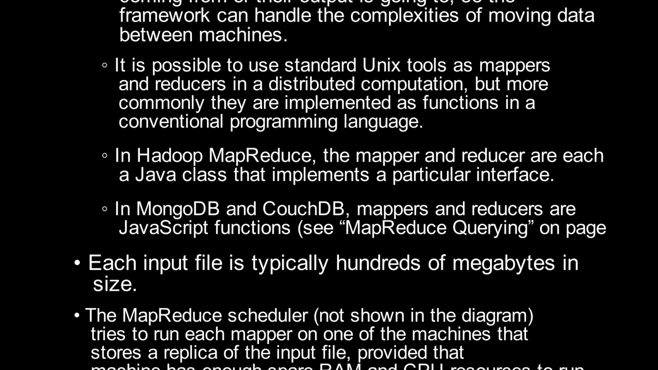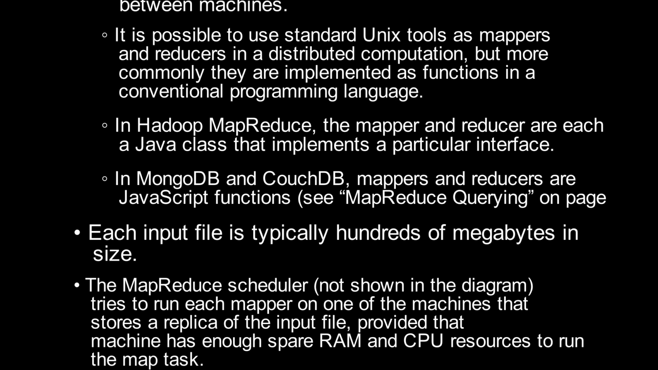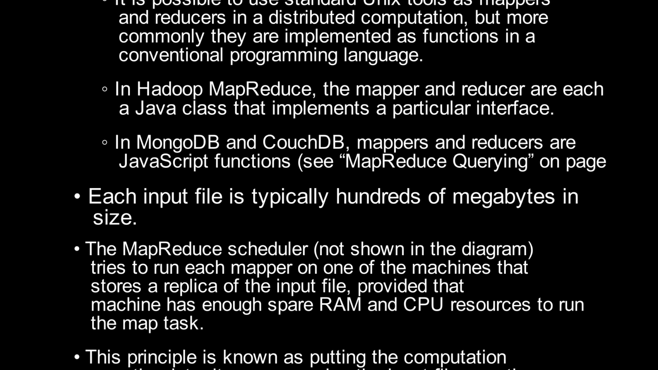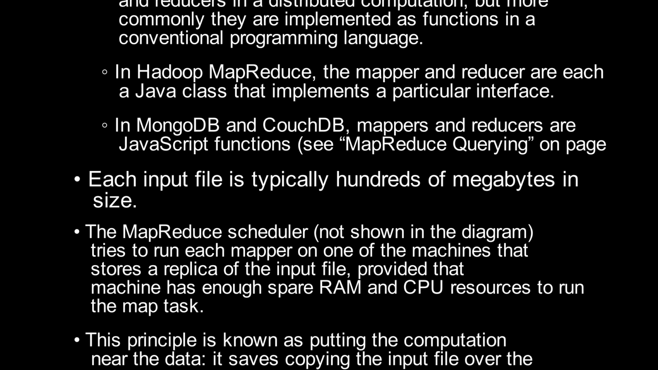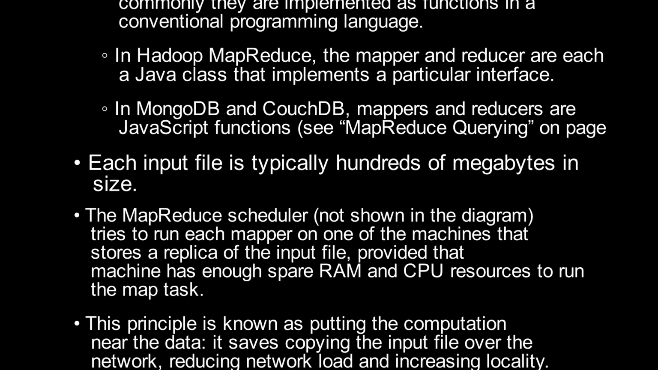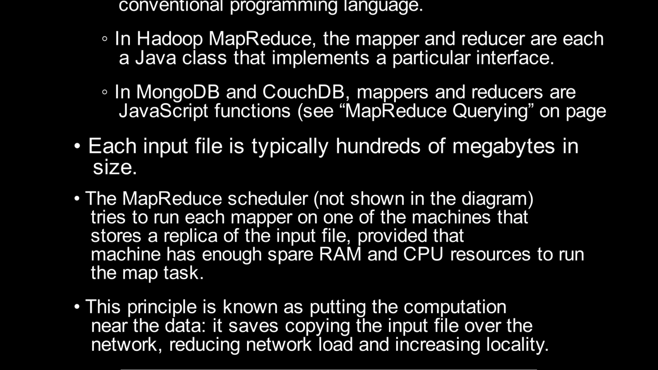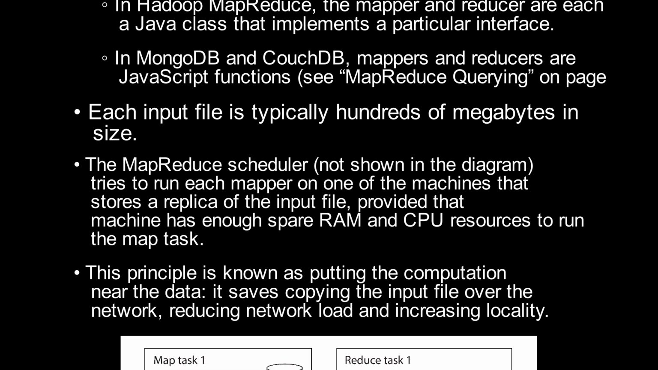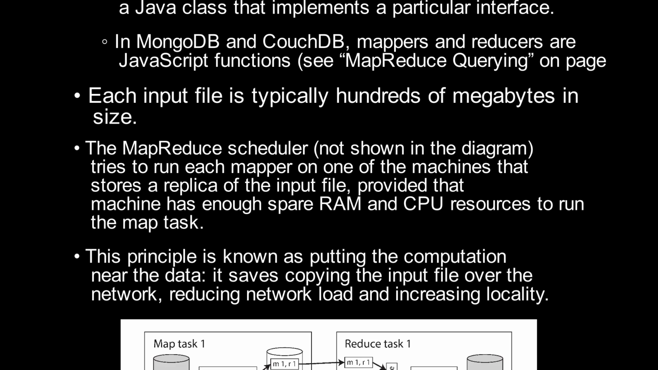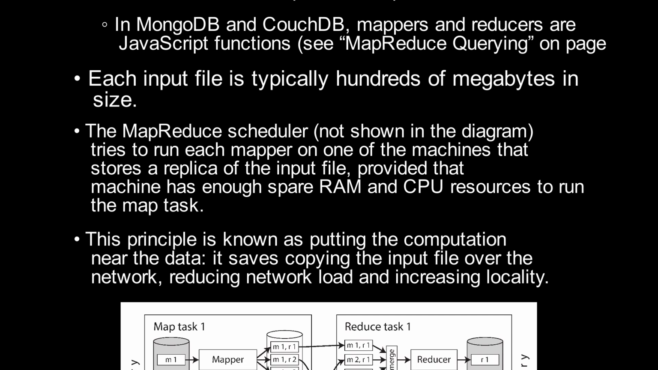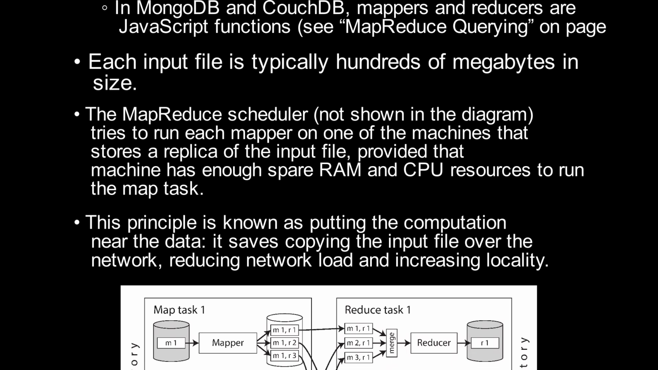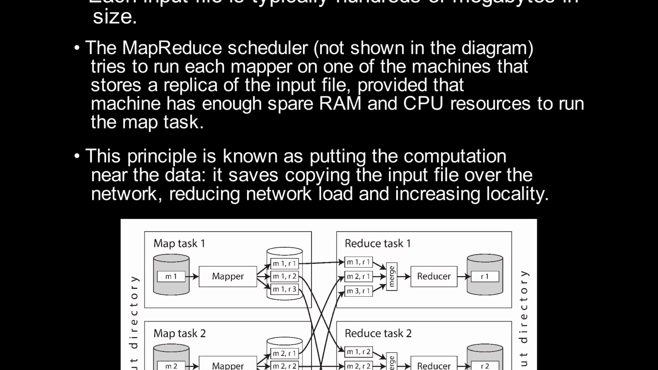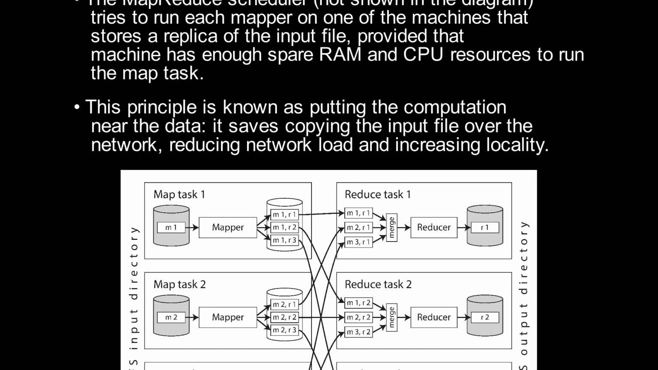Each input file is typically hundreds of megabytes in size. The MapReduce scheduler (not shown in the diagram) tries to run each mapper on one of the machines that stores a replica of the input file, provided that machine has enough spare RAM and CPU resources to run the map task. This principle is known as putting the computation near the data. It saves copying the input file over the network, reducing network load and increasing locality. Figure 10-1. A MapReduce job with 3 mappers and 3 reducers.